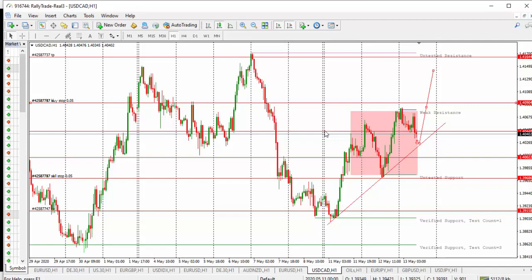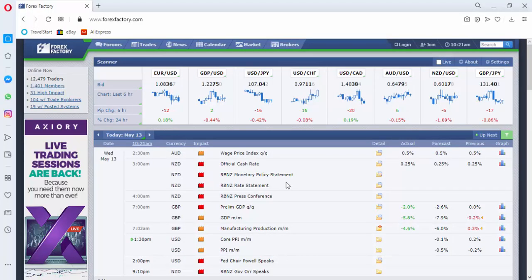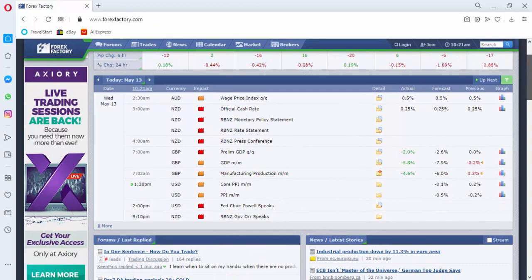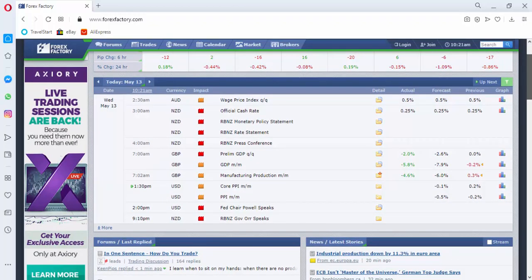So now let's also check the fundamental, if there's any important economic data expected today on this instrument. Okay, so this is forexfactory.com, and today is the 13th of May. So we've had a series of economic data early in the day on some other instruments that is not directly related to USDCAD, the one we are interested in trading. So for the one directly related to our instrument, we're expecting a couple of economic data by 1:30 p.m. We're expecting core PPI month by month, as well as the PPI month by month.